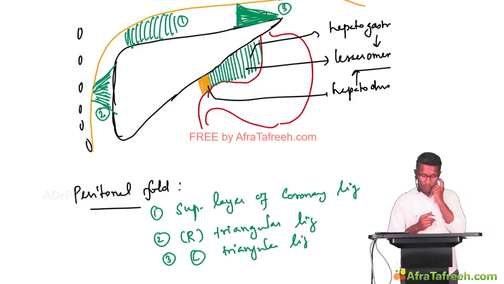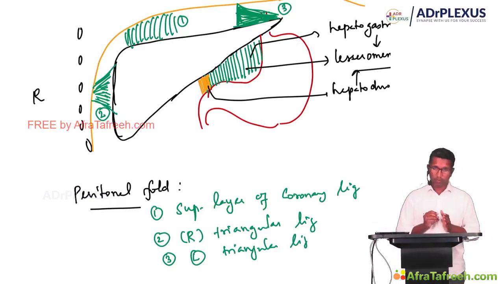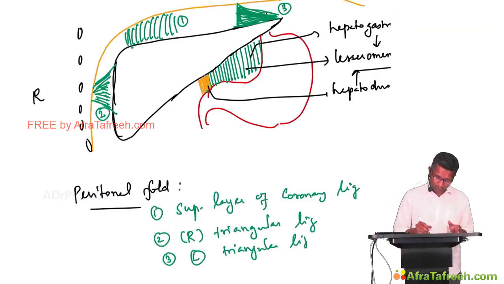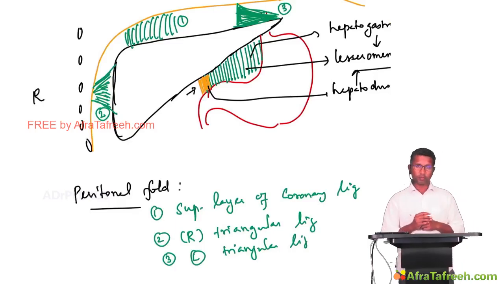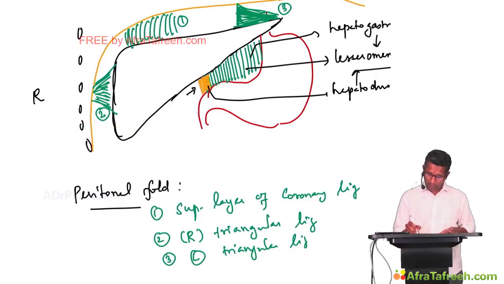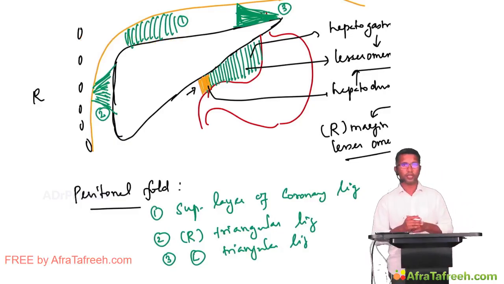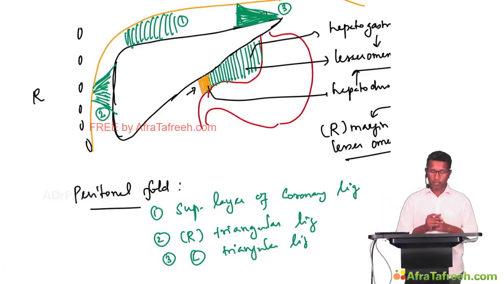What you need to observe here is, this is the right side of the abdomen, this is the left side of the abdomen. If you see the lesser omentum, the right margin of the lesser omentum is free here. That is the main thing you need to observe. A lot of things happen in that area. We'll discuss that when we come to the peritoneum.